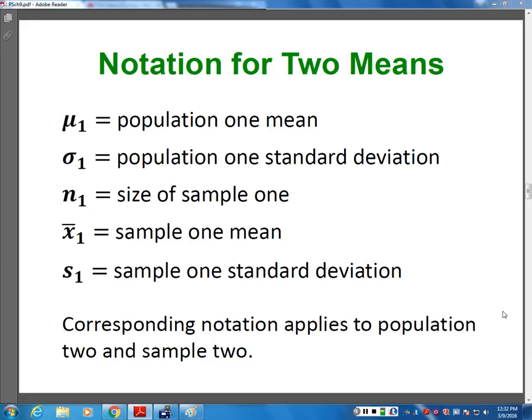Here's some notation. Mu sub 1 is the population 1 mean. Sigma sub 1 is the population 1 standard deviation. N sub 1 is the sample size of the first sample. X bar sub 1 is the sample 1 mean, and S sub 1 is the sample 1 standard deviation. Of course, corresponding notation applies to population 2 and sample 2, so I would have a sub 2 for those symbols instead of sub 1.